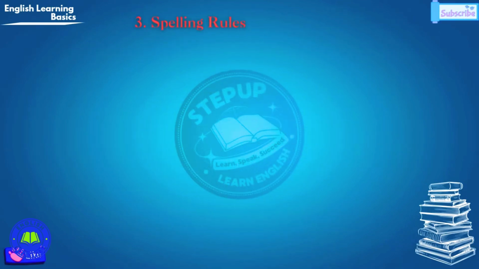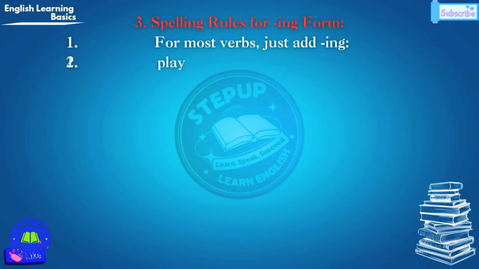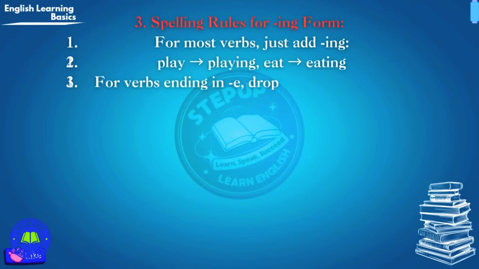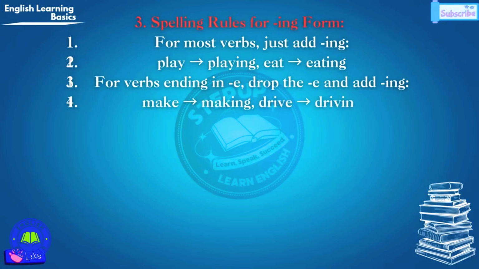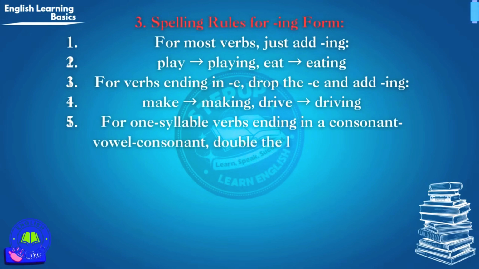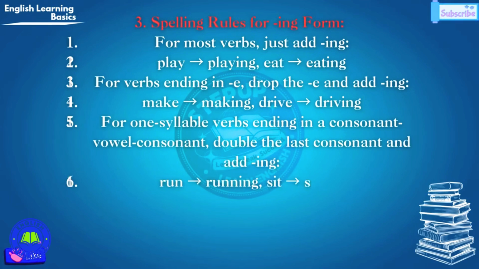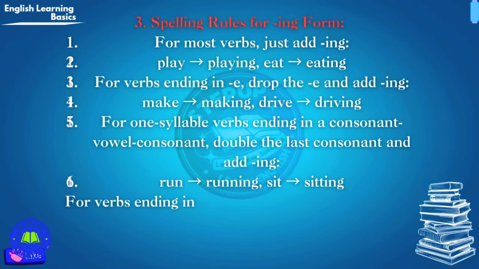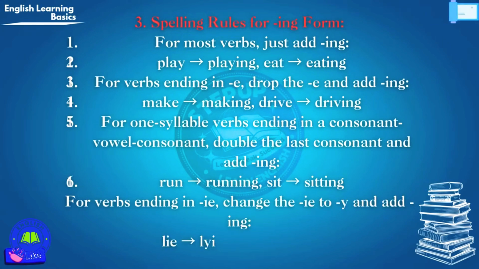3. Spelling rules for the ing form. 1. For most verbs, just add ing: play, playing; eat, eating. 2. For verbs ending in e, drop the e and add ing: make, making; drive, driving. 3. For one-syllable verbs ending in consonant-vowel-consonant, double the last consonant and add ing: run, running; sit, sitting. 4. For verbs ending in ie, change the ie to y and add ing: lie, lying; die, dying.